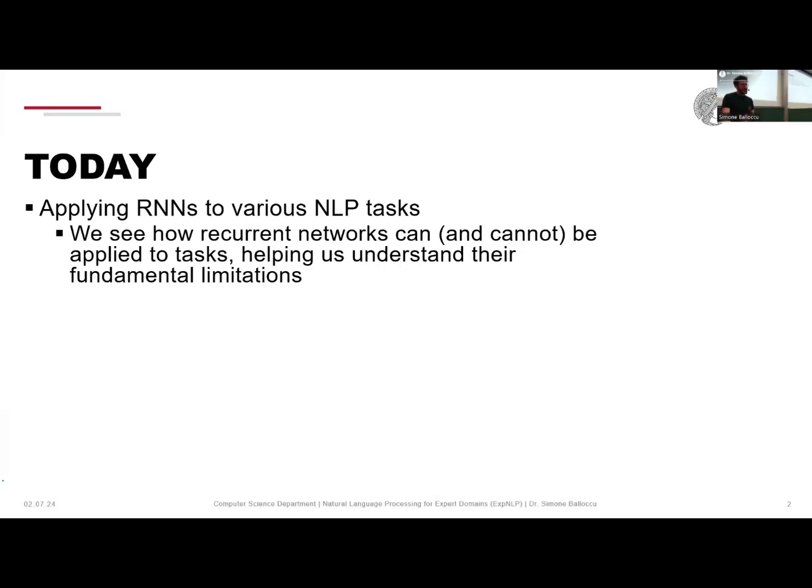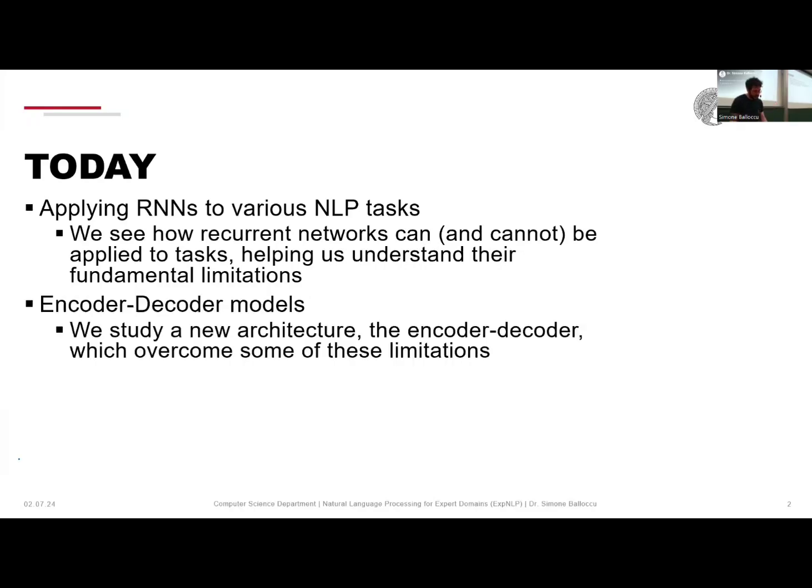We apply the RNNs to NLP tasks. Nothing new. We did it last time as well. But we want to see how we can apply RNNs to some tasks, and for other tasks, we just cannot. So we can understand some of their limitations, right? Because at the end, when it's the last lecture, it's all cool, like, oh, the model is perfect, nothing is wrong. Then we see the encoder-decoder models, so a new architecture.